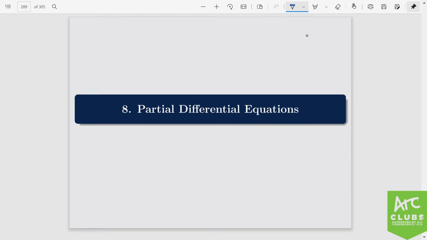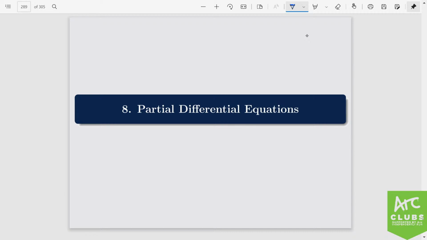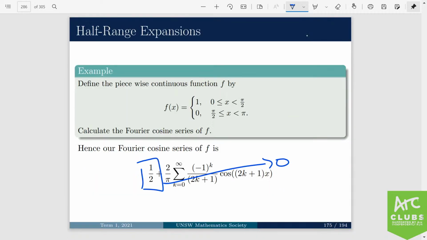Cool. Okay, so we're doing great for time. I might just pause for a second and see if there's any questions for that, because that can be a little bit confusing sometimes. Actually, I'll leave this up in case there's any questions about this.